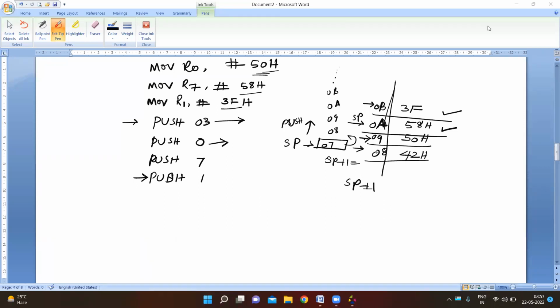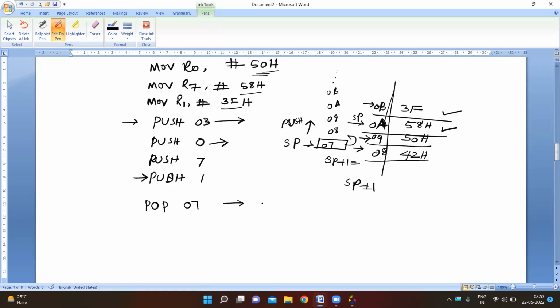Here these are 08, 09, 0A and 0B locations. Now I'll write: how many push instructions are there? 4. So therefore we need to write 4 pop instructions. I'll take pop 07. While executing here, first it retrieves the data from the stack.